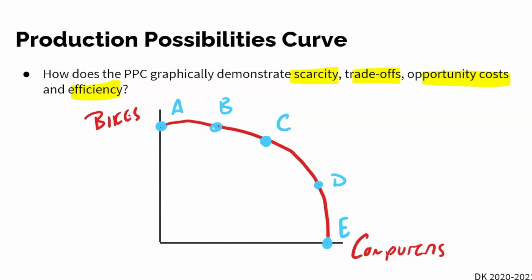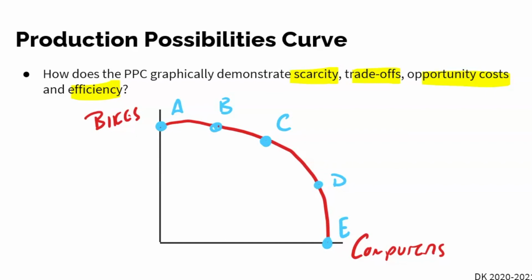Why? Well, because of scarcity. This hypothetical country can't be producing 14 bikes and 8 computers. They're going to have to pick and choose how many bikes and how many computers they are going to want to produce here.